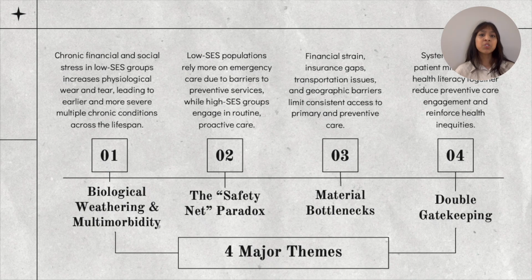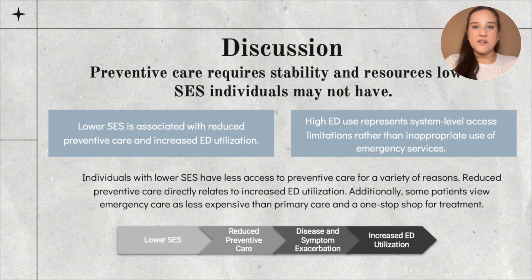Low socioeconomic status influences health through multiple pathways: biological stress, healthcare utilization patterns, structural barriers, and systemic bias. Together, these factors create a system in which health outcomes are shaped not only by medical need, but by a person's ability to access and navigate care. Preventive care requires resources and stability that individuals with lower SES may not have. Lower SES is associated with reduced preventive care and higher ED utilization. High ED utilization is a result of system level access limitations rather than inappropriate use of acute care. Individuals with lower SES may also perceive the ED as less expensive and more comprehensive than primary care.